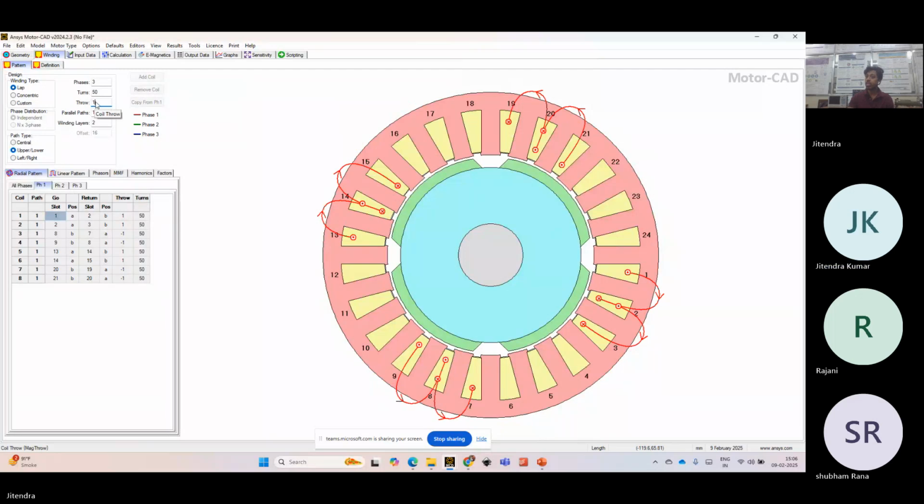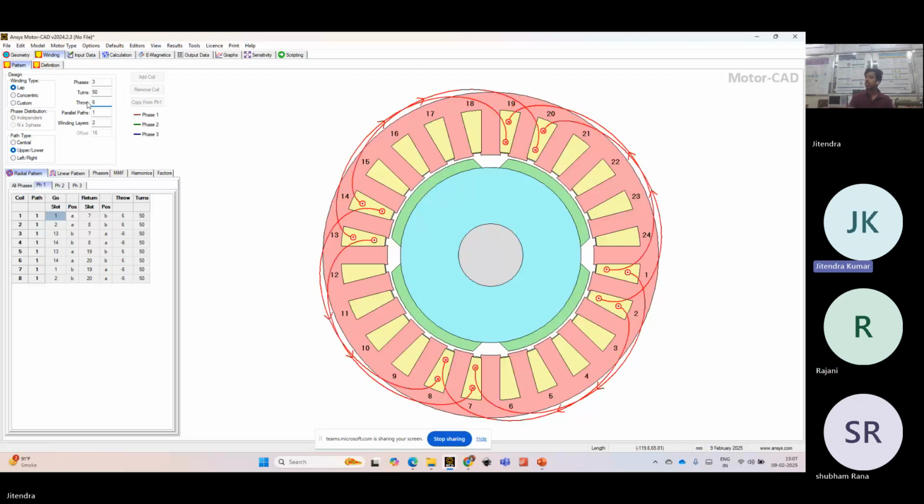The throw is slots per pole. Here the slots are 24 and the poles are 4, so the throw should be 6 to have full pitch winding. This is how full pitch winding looks. It is wound around the entire polar region. If the pole starts from here, at the end of this magnet it should end near the other polar region. North pole starting means it should complete at the south pole, so electrically it should complete 180 degrees.